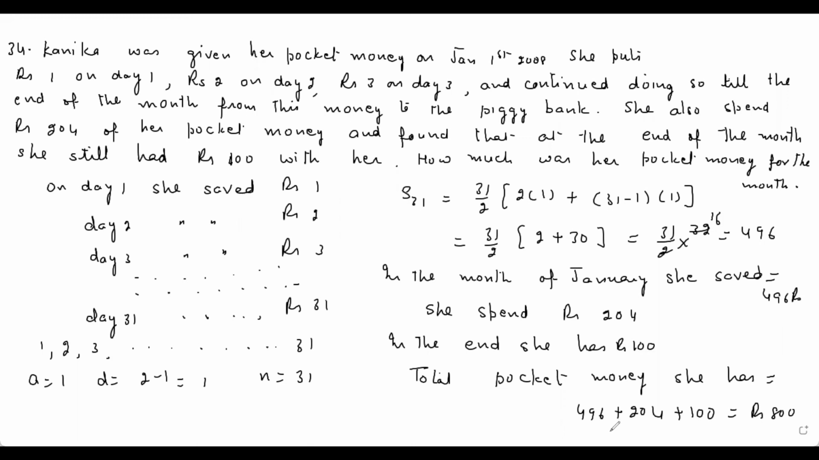So first we will check how much money she saved. It means in 31 days, she saved rupees 496. In the month of January, she spent rupees 204. After saving and after spending, she still has rupees 100 with her. It means total pocket money she will have is rupees 800.